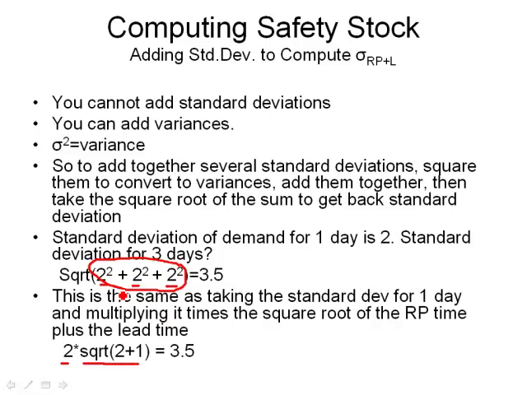I kind of like the first way that I explained it because I think it's a little bit more intuitive. If you understand the fact that you can't add standard deviations, you have to convert everything to variances, this should make a lot of sense.